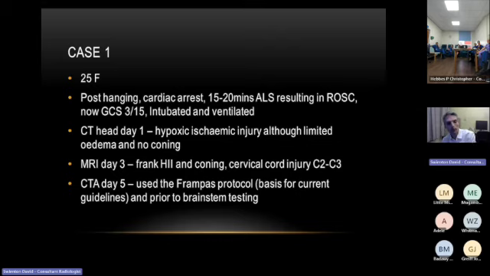She went on to have an MRI, which showed frank hypoxic ischemic injury and coning, and also confirmed the cervical cord injury at C2-3. Because of those features, she went on to have the protocol we now recognise from the consensus guidance. But this was actually before then, and we used the FRAMPAS protocol because that's what I'd been trained to use, and it was me the case was discussed with. Although that did become the basis for the current guidance, for reasons I've discussed with Rob Deneen, who was developing this at Queen's. And it was done prior to brainstem testing in this case.